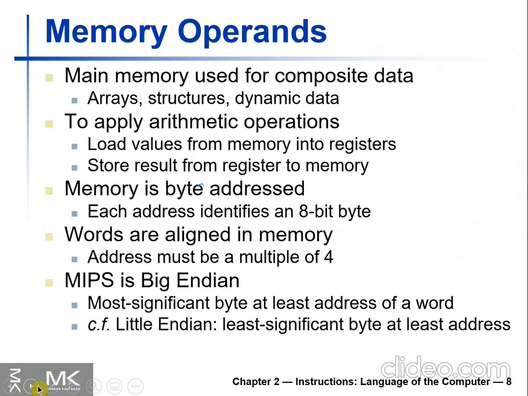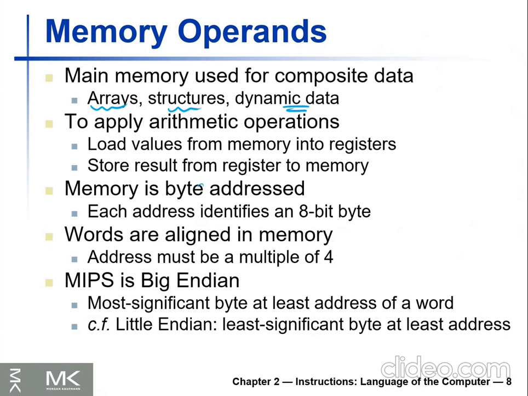Also, memory will hold composite variables, complex variables, like for example arrays, structures, or dynamic data. Dynamic data doesn't have a fixed size. Like for example, you define an array that doesn't have a fixed size, and you fill this array on demand based on the program behavior or the application behavior. So if you have an array of 1,000 elements, of course you must use the memory, not the registers. You have only 32 registers.